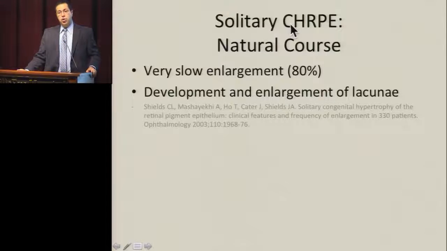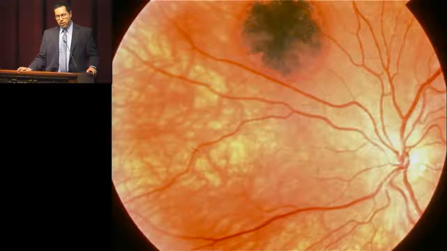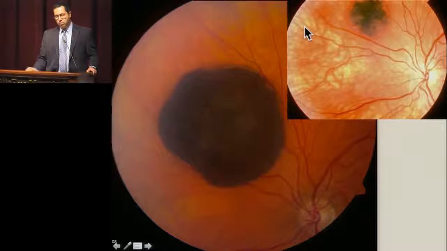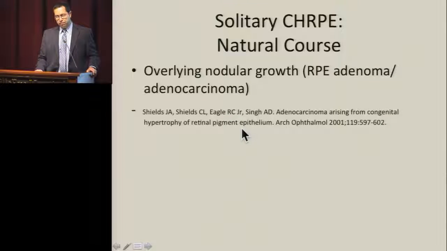So this solitary CHRPE, based on a study we did here, they show very slow enlargement over time. Actually, the majority of the lesions we followed over time, they did grow, but it's very slow growth. And the lacunae inside them also over time get bigger and bigger. So this is a congenital CHRPE here, and years later, you can see the difference. It has really grown. So they can grow, and majority of them do.